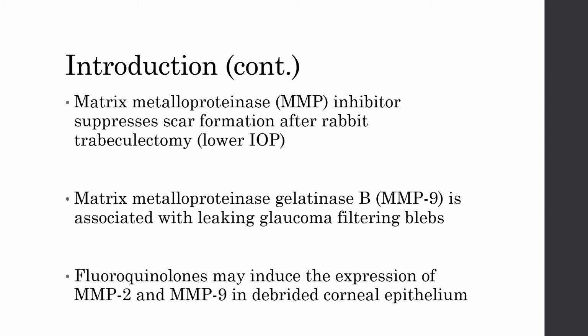And why might the use of post-operative topical antibiotics actually affect the trabeculectomy itself? So, matrix metalloproteinase inhibition has been shown to suppress scar formation after rapid trabeculectomy, which results in a lower intraocular pressure. And similarly, MMP9 has been associated with leaking glaucoma filtering blebs when there's a higher expression of that protein. So the connection is that certain antibiotics like fluoroquinolones have been shown to induce the expression of certain matrix metalloproteinases, at least in the cornea. And so I thought there might be some connection between the antibiotics used and their effect on the local concentration of MMPs and then the resulting scarring in the trabeculectomy.